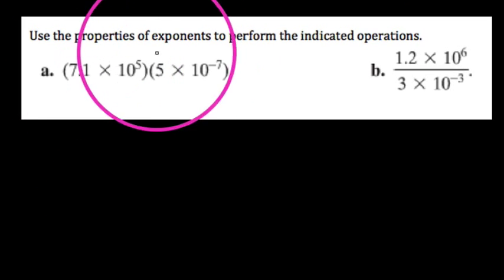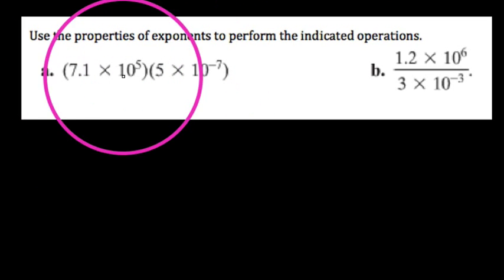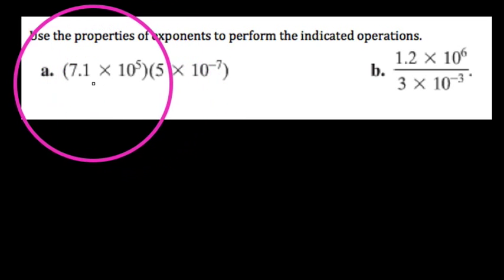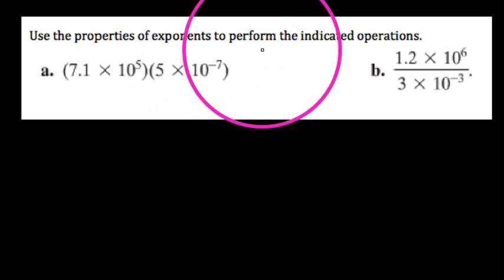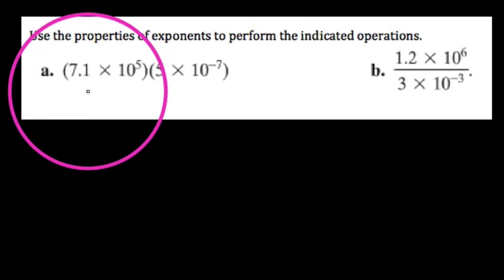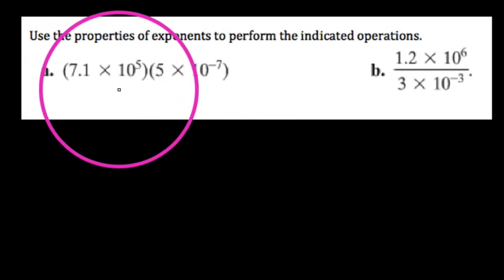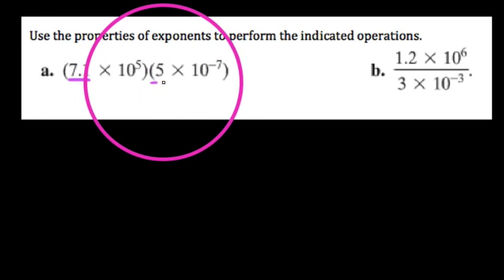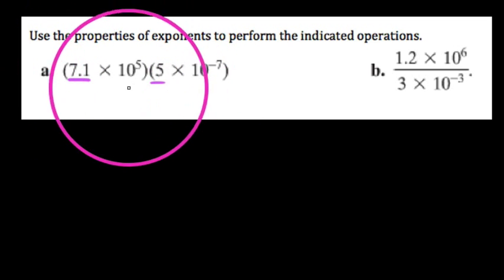So what we're going to do is use these properties of exponents that we've explored in the past to really deal with scientific notation operations. So when you look at this here, we say, okay, use the properties to perform the indicated operations. Basically what we're going to do is say, well, multiplication, it doesn't really matter what order we do it in. So the first thing we tend to do is multiply these 2 numerical factors in front.